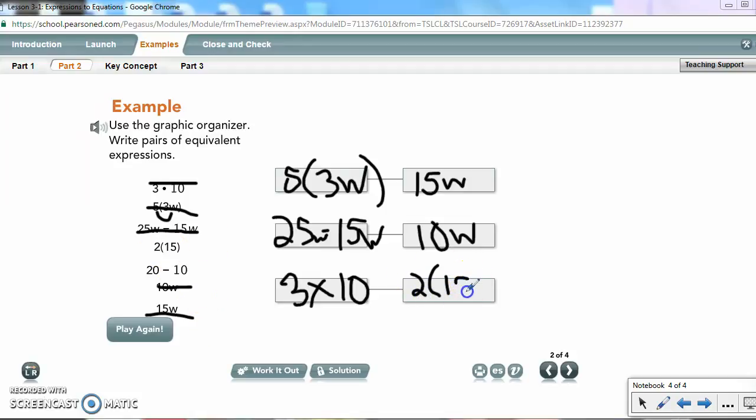So these are all different expressions that will help us out because they're going to end up balancing our beam, meaning they're equal. They will balance our beam. They have the same value. Go ahead and copy these down in your notes. Freeze the screen if you need to.